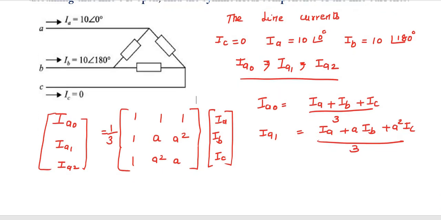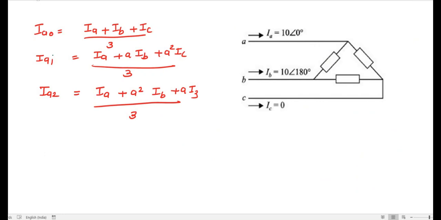And next I am going to find out IA2. IA2 is IA plus A square IB plus A IC divided by 3. Next I am going to find out zero sequence component IA0.